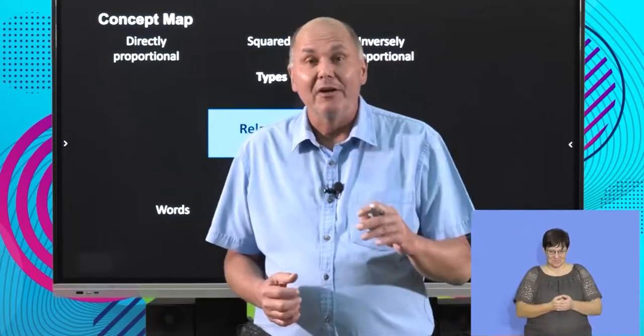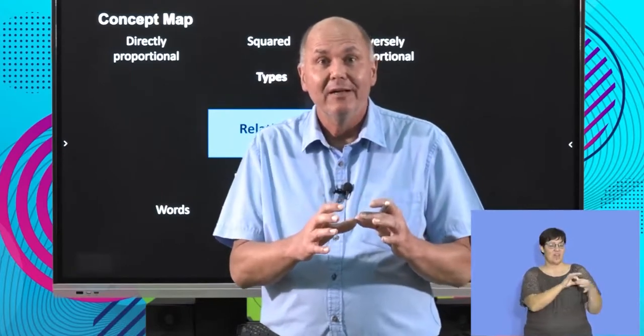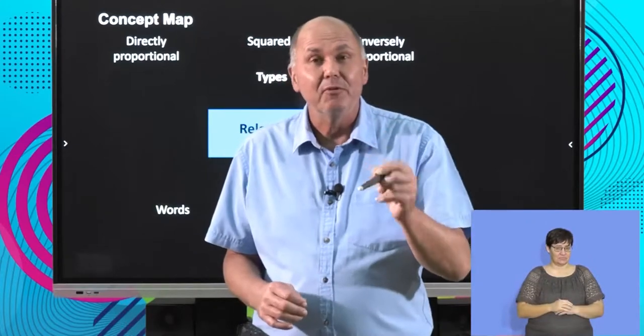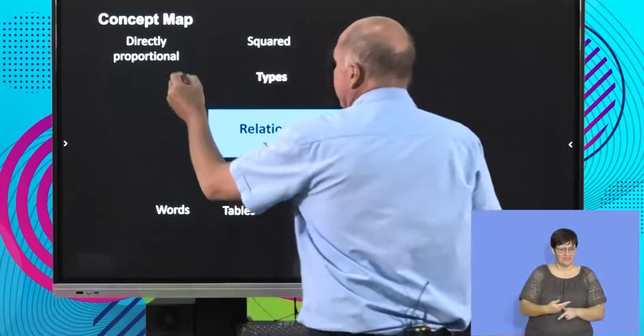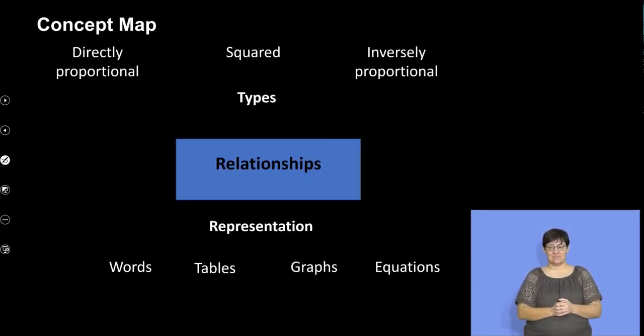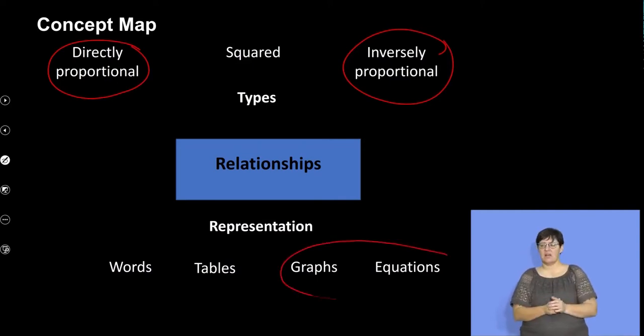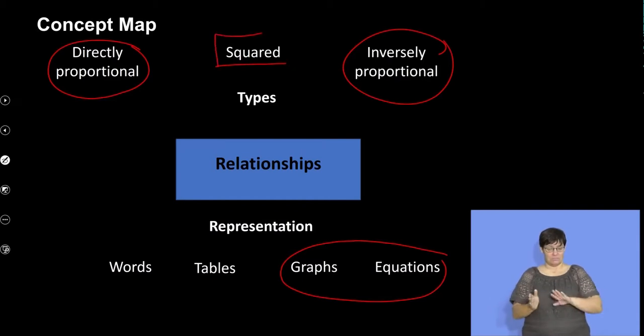We're into our last little section and we're going to look at some interesting relationships now, ones that we haven't looked at before. We've been focusing on directly proportional relationships, the directly proportional relationship and the inversely proportional relationship, and seeing how the graphs and the equations work together. Now we're going to look at the squared relationship and also look at how the equations and graphs link together.